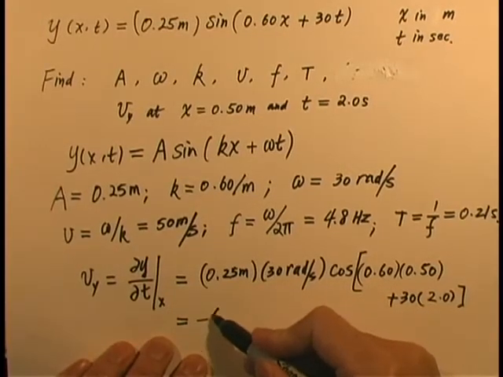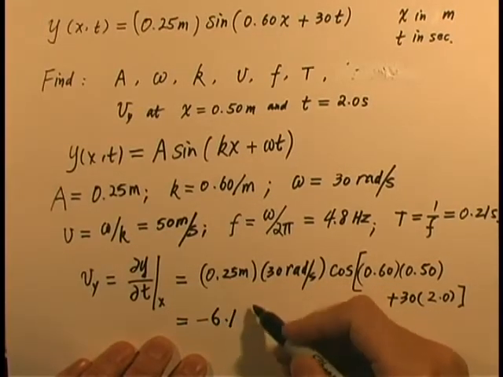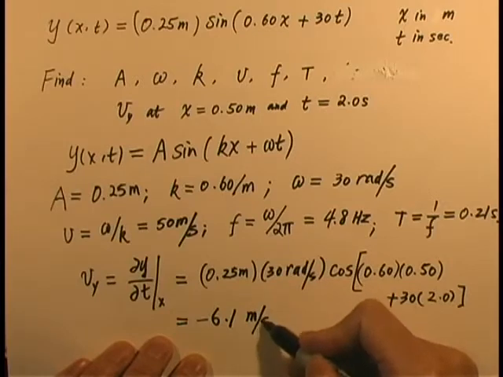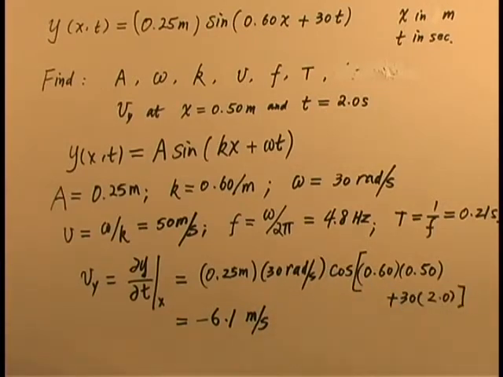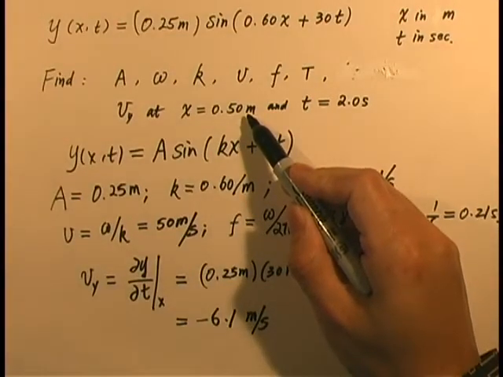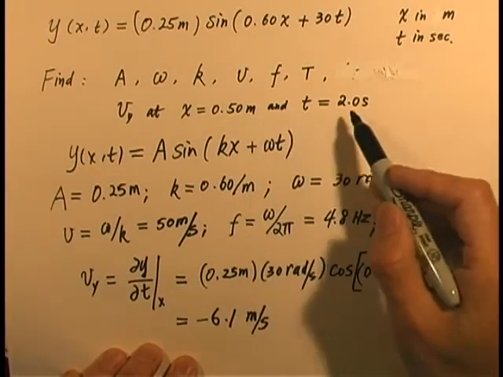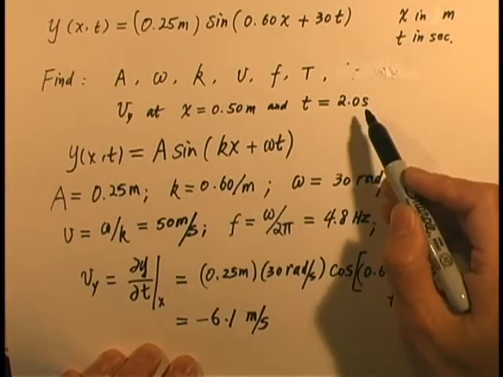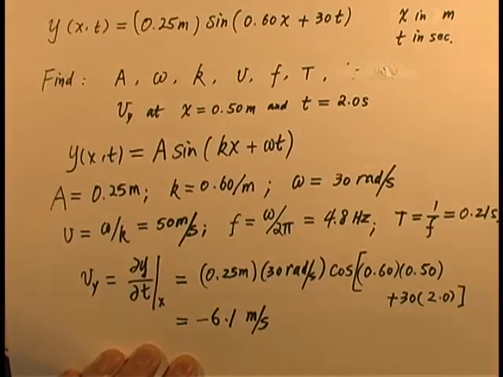Negative 6.1 meters per second. Now, what does that mean? It means an oscillator located at 0.5 meters away from the origin of x equal to 0, at that particular moment, 2 seconds into the oscillation, moves at a speed of 6.1 meters per second downwards. Okay, downwards means along the negative y direction. So that's how we find the speed.